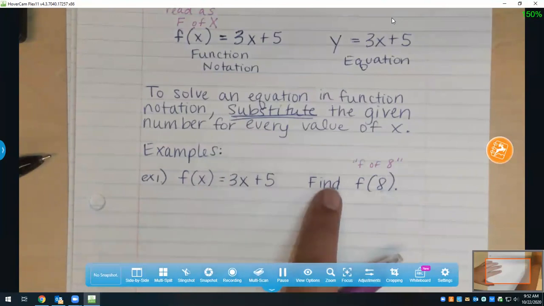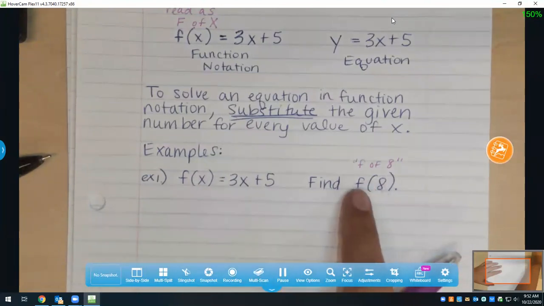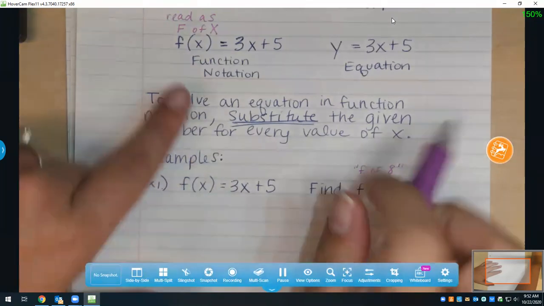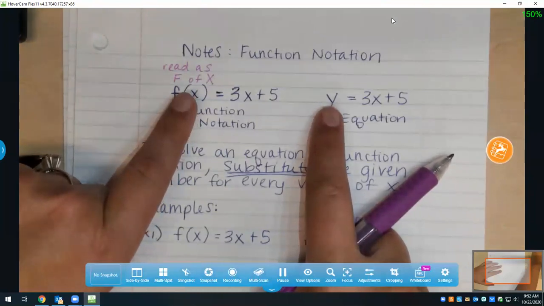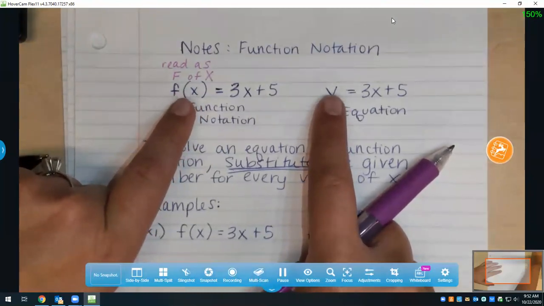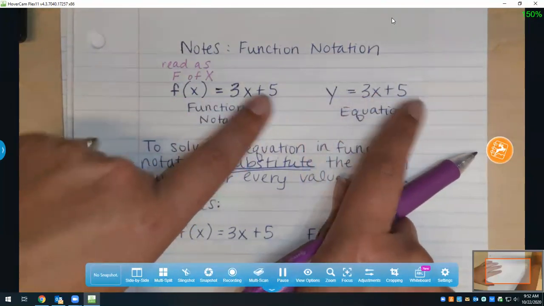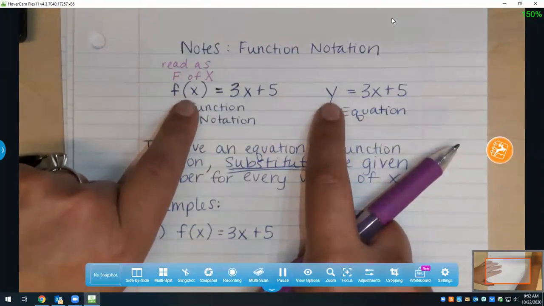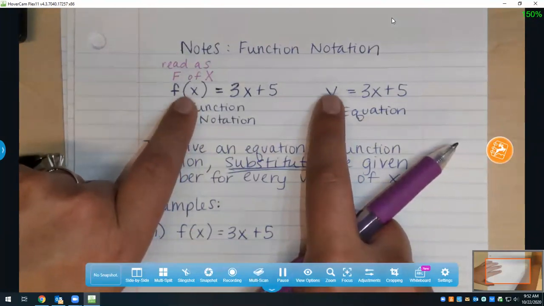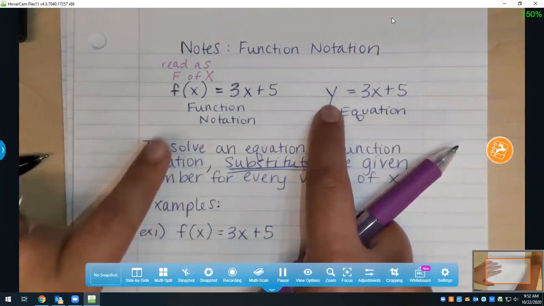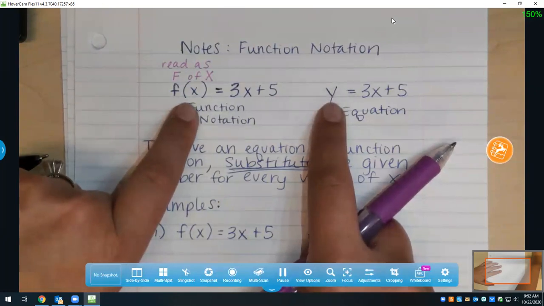But this is f of 8, how we would read that. So we're trying to find, or sometimes I'll say evaluate. This is actually something that y'all completely know how to do. You've already been doing it, just not with this notation. I'm telling y'all that these two things are the same. If f of x equals 3x plus 5 is the same as y equals 3x plus 5, then what is f of x really equal to? Like, what does f of x represent in this equation? Y. So f of x equals y, okay?